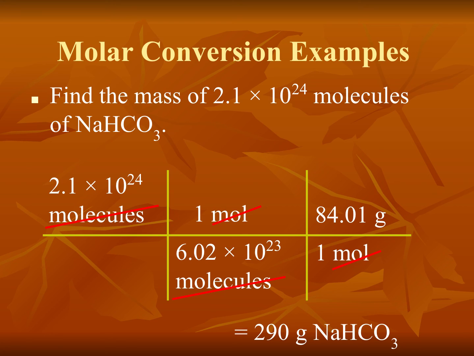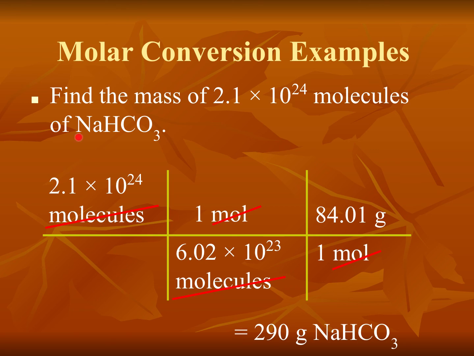In our next example, we're just picking it up a little notch by doing 2 conversions, one right after the other. For this, we're finding the mass, so that would be grams, of 2.1 times 10 to the 24th molecules of sodium bicarbonate. This is just baking soda. And so to do this, we're going to have to do 2 things. First, we're going to have to turn molecules into moles. And we're going to do that with Avogadro's number and the equivalency that 1 mole is equal to Avogadro's number. We can set that up where molecules are both on bottom, so they'll cancel out. We'll be left with moles.